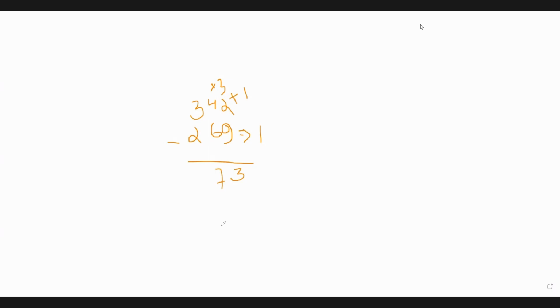Can you do these sums mentally also, not using pen? Now I've taught you these methods. Let's try to do this mentally. 3 minus 2. The answer is 73. This is clear, right?